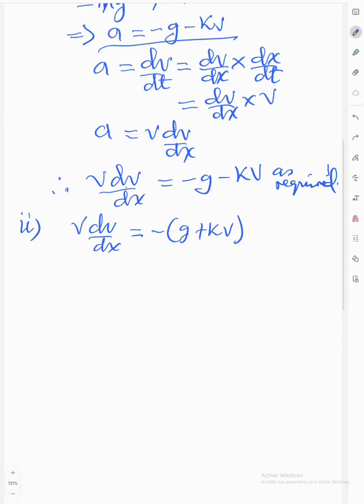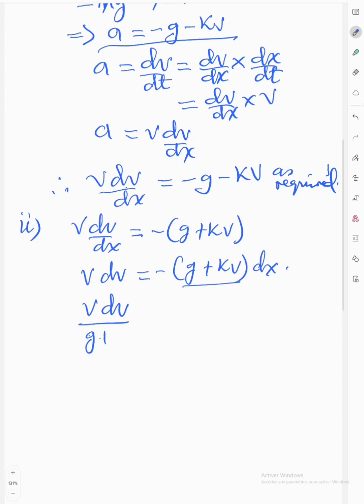Differential equations of this form are solved by integration, as I already said. So we start by cross multiplying and then separating the variables. So we have v dv equals negative into g plus kv times dx. Now this term in brackets is in v, and the variable v is on the left hand side. So I will divide both sides by that bracket so that I will separate variables successfully. So v dv all over g plus kv would be equal to negative dx on the right hand side.